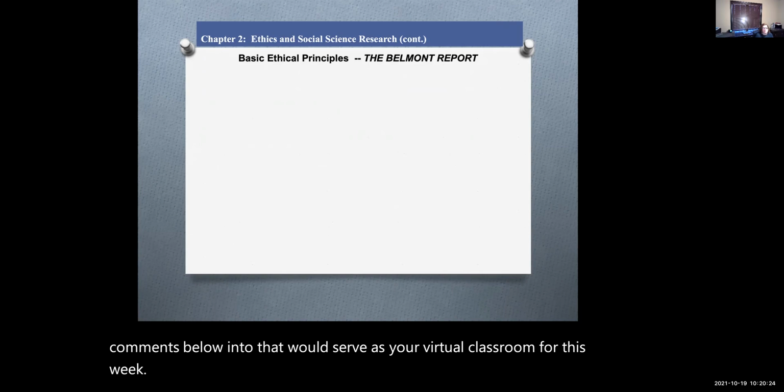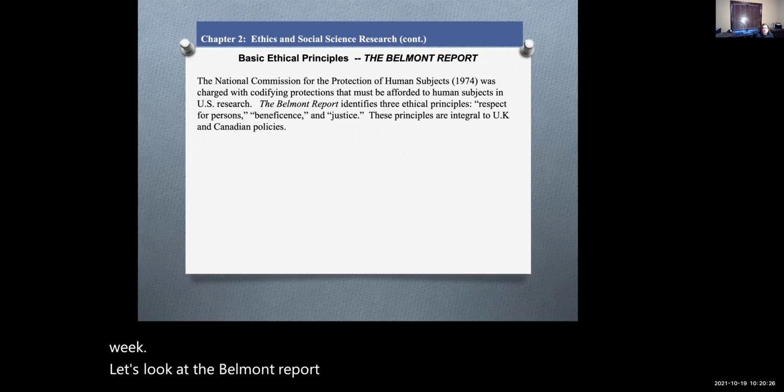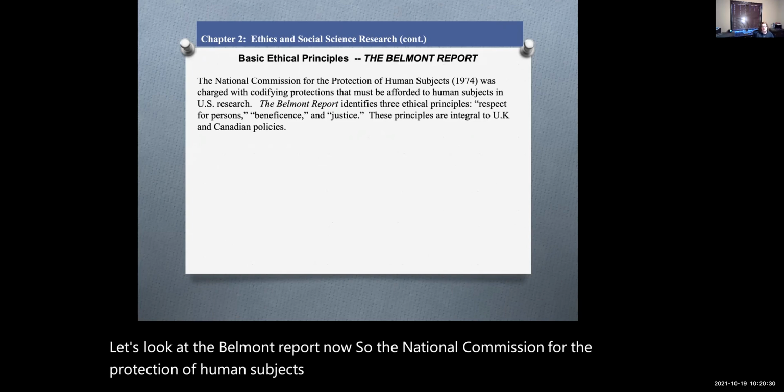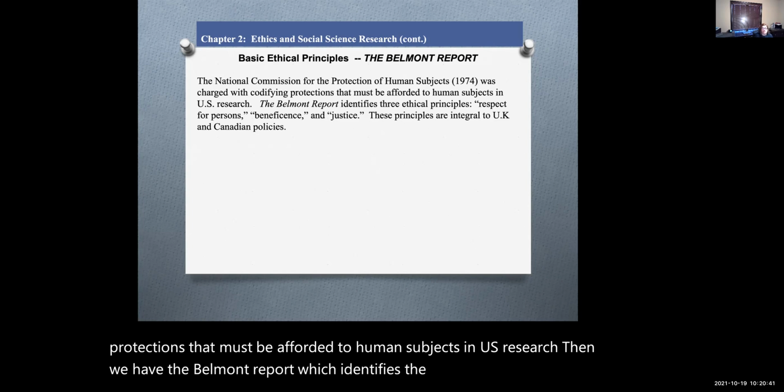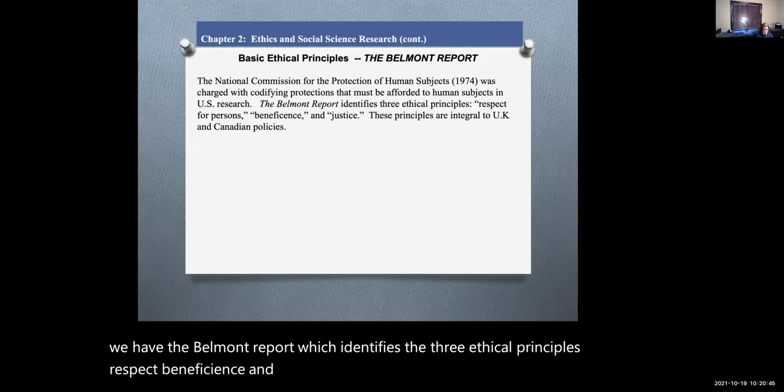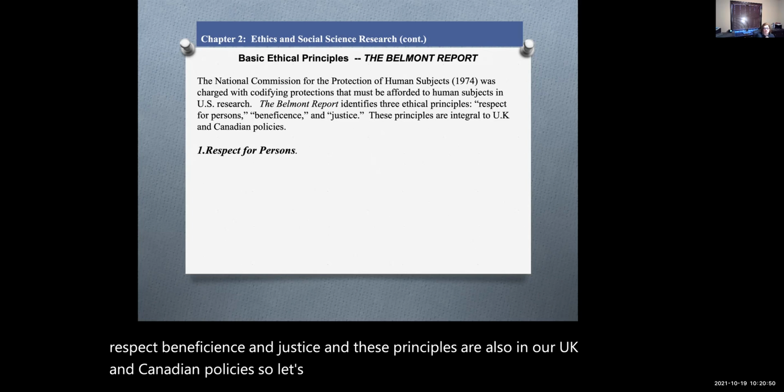Let's look at the Belmont Report now. The National Commission for the Protection of Human Subjects in 1974 was charged with codifying protections that must be afforded to human subjects in US research. The Belmont Report identifies the three ethical principles: respect, beneficence, and justice. These principles are also in UK and Canadian policies. So let's start with respect for persons.